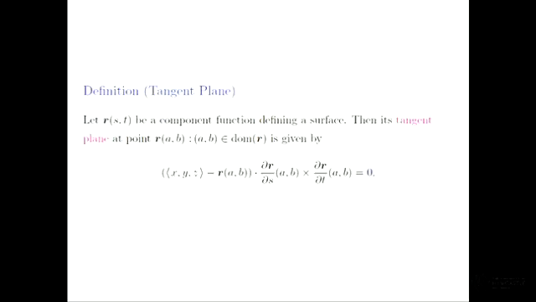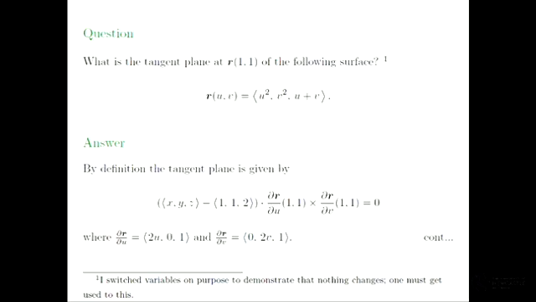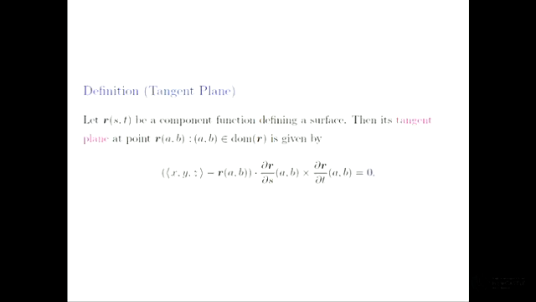Where did I want to take this? I think it was 1, 1. So what is this at 1, 1? I have two parameters. So what's r at 1, 1? Wrong parameters. First component.